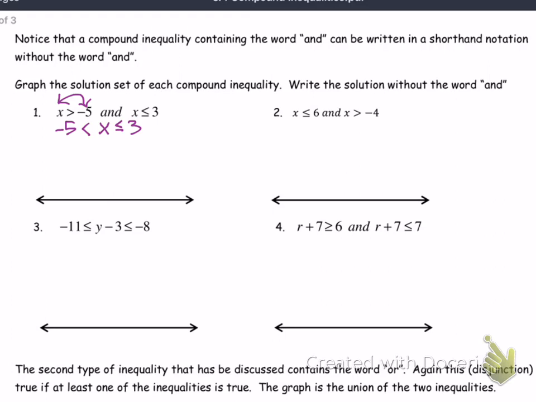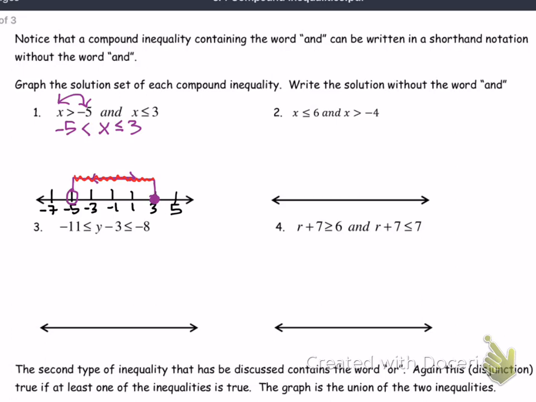So pause, take a few seconds, and then check how your graph will look. After you graph both of them, you'll realize that x is greater than -5 goes to the right with an open circle, and x is less than or equal to 3 has a closed circle and goes to the left. In the middle, you'll see our intersection. That is the AND statement.